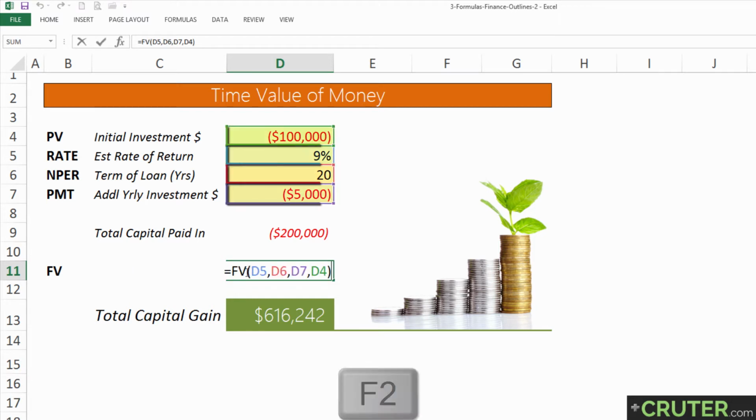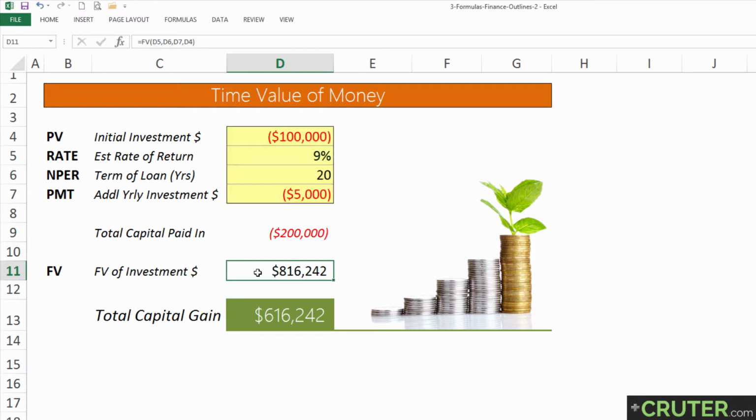Let me pop into it with F2, and you can see that the first thing it needs is the rate. So the rate I've put in is 9%, and then the number of periods, which is 20. And then the payment, I'm putting in $5,000 extra each year. And then the present value, it says it's optional because you don't necessarily need a present value. It could be 0. But in this case we do, and I have $100,000 plugged in there. Let me return it, and $816,000 is created.